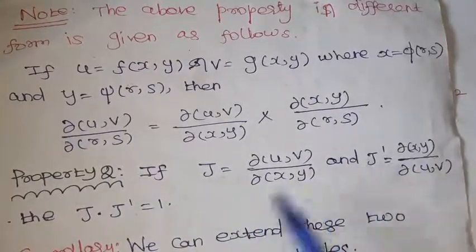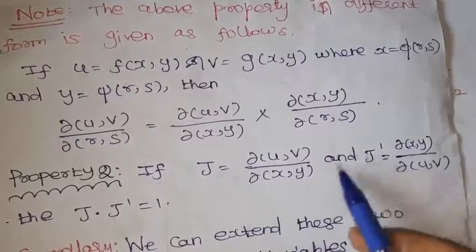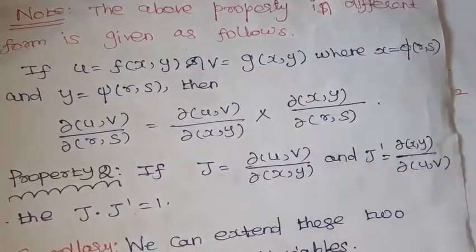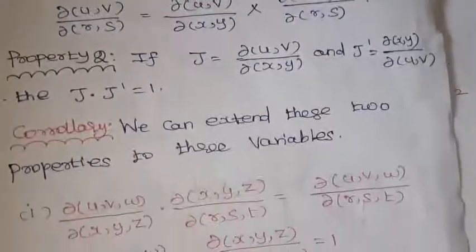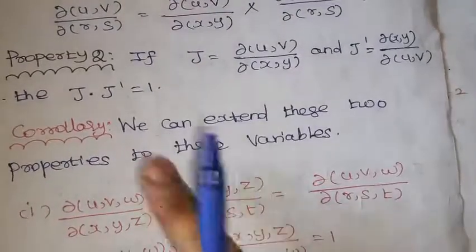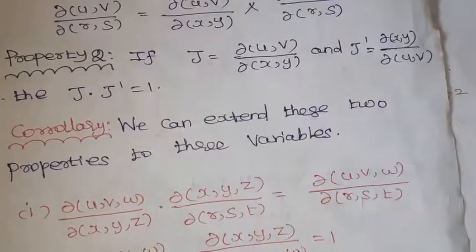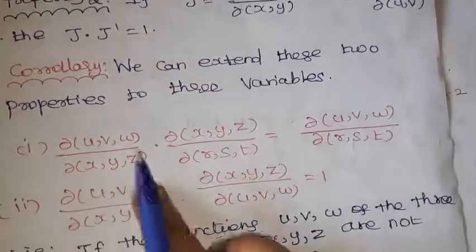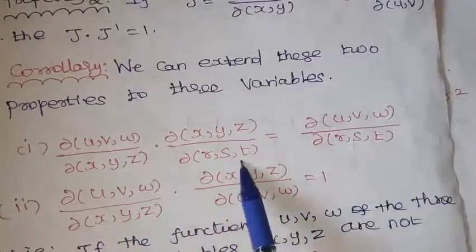J dash is the reciprocal of j. When we multiply them, we will get 1 only. This is property 2. Then what is the corollary? We can extend these two properties to three variables also. Same for 3 variables.